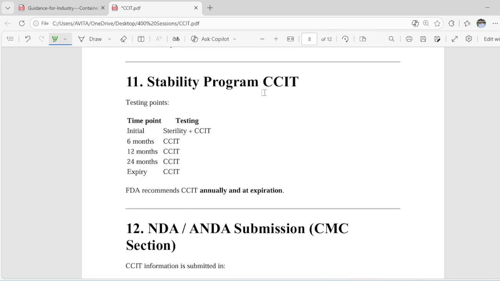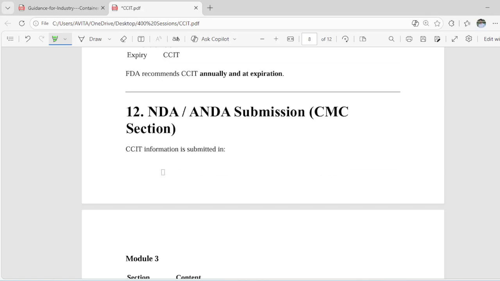Moving on to the stability program, CCIT. Testing time points are the initial. So initially, as I mentioned earlier, we have to do sterility as well as CCIT. At the batch release stage, you cannot replace the sterility test with the integrity test. At the batch release, you have to perform both. At 6 months, you could go with CCIT, 12 month, 24 month, as well as expiry. CCIT could be used, but not at the batch release or at the initial stage. FDA recommends CCIT annually and at expiration.